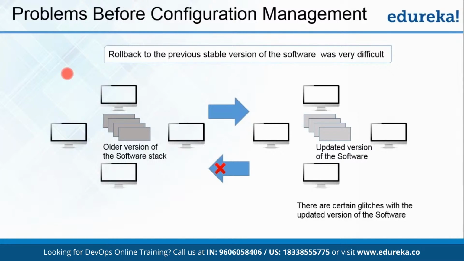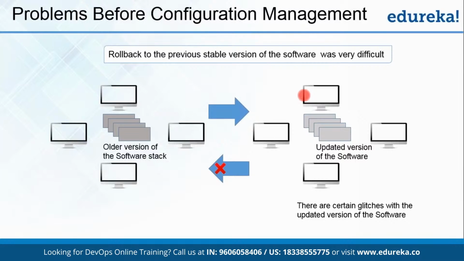Now this is the second problem, guys. In the previous step, you have deployed MeanStack on hundreds of nodes manually. Now there's an updated version of MongoDB available and your organization wants to shift to that updated version. Now how will you do that? You'll go and manually update MongoDB on all the nodes in your infrastructure, right? So again, that will take a lot of time.